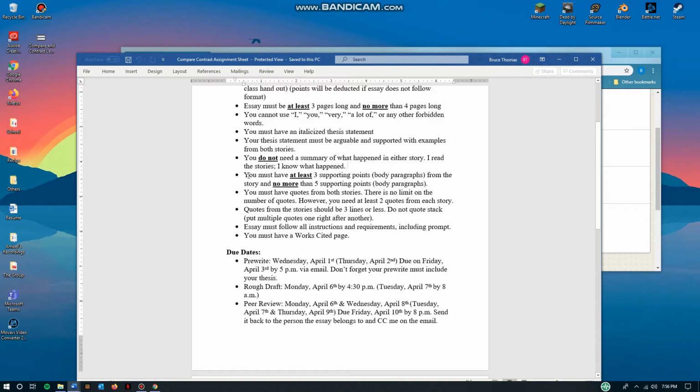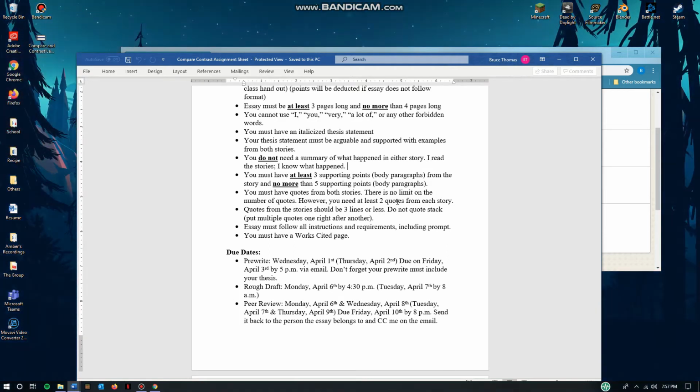You must have at least 3 supporting points or body paragraphs from the story and no more than 5 supporting points or body paragraphs. Now, what that means is if you have 3 supporting points, that means you have 3 body paragraphs. That means you have 5 paragraphs total. Introduction, body paragraph 1, body paragraph 2, body paragraph 3, and conclusion. So if you have 5 supporting points, you have 7 body paragraphs, okay? So we want to keep it in between 5 and 7 paragraphs total.